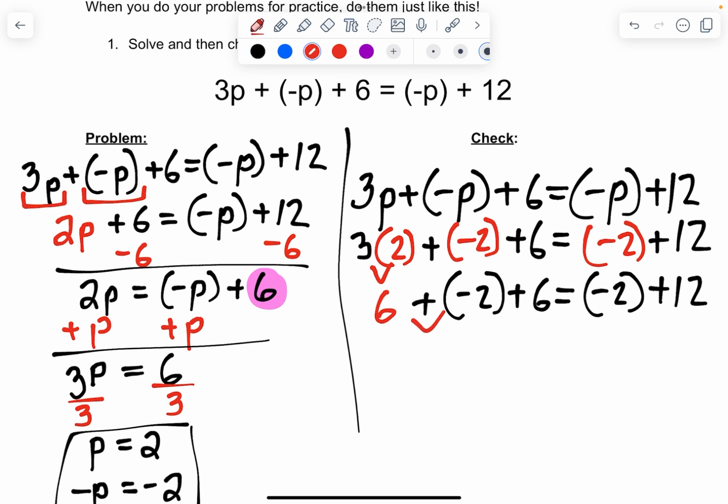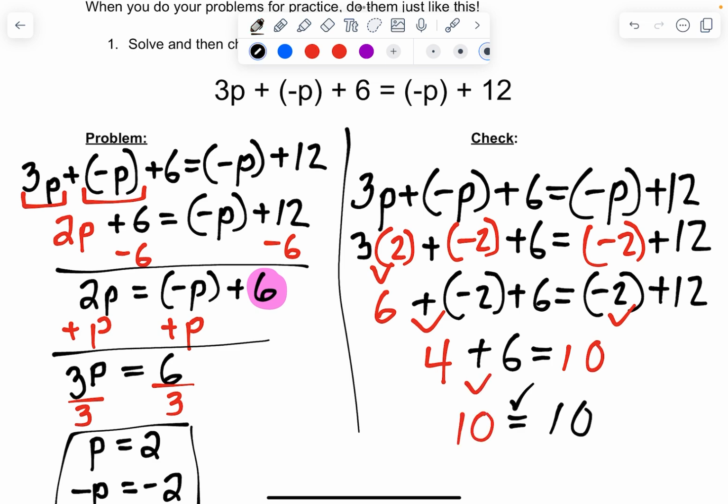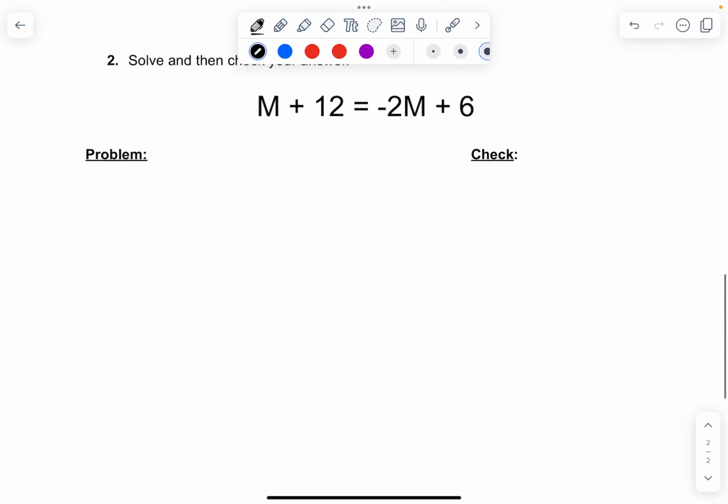I'm going to add from left to right. So 6 plus a negative 2 is a positive 4. And if we want to go ahead and add this here, we can. It's up to you. And I get 10 equals 10, and it works. All right, let's keep going.